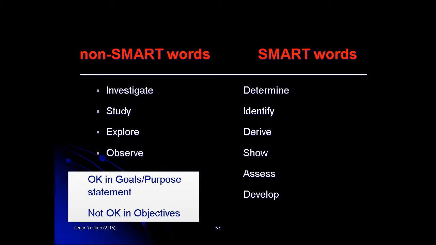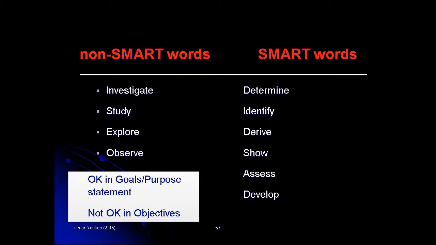You can show the graph for what you determined. You can identify. Yes, I can show what I've identified. I've derived. This is the equation or the model. Okay, you want to show. So this I can show it now. I can assess. Yeah, I've assessed. This is the performance. Develop. I have developed it. But when you have to investigate, I have investigated it.